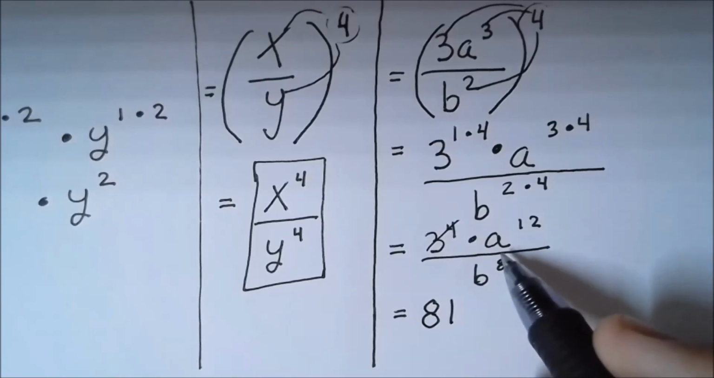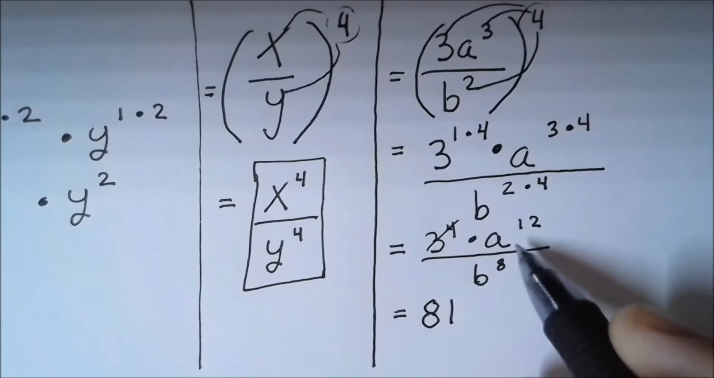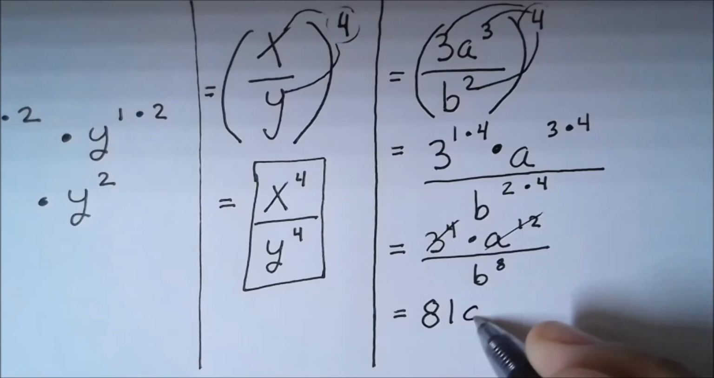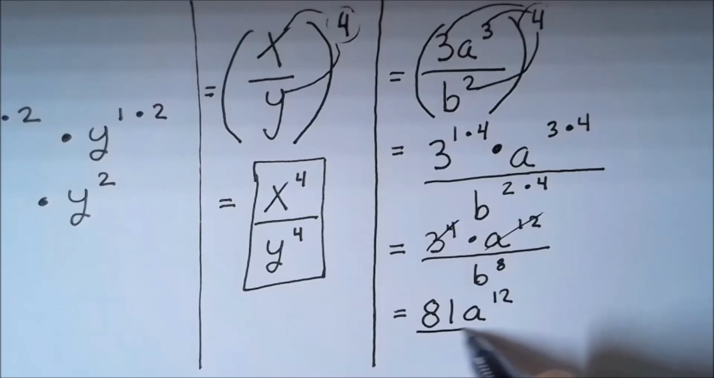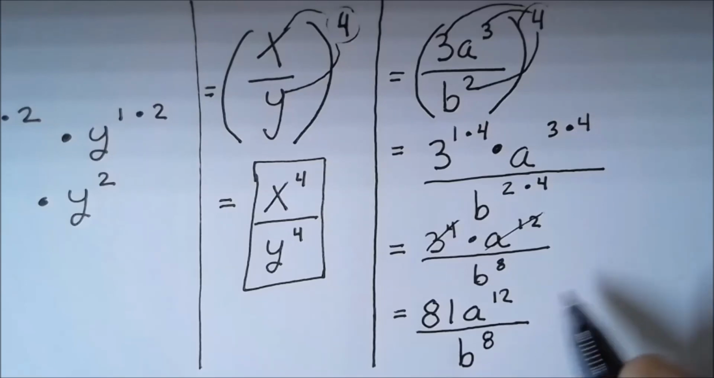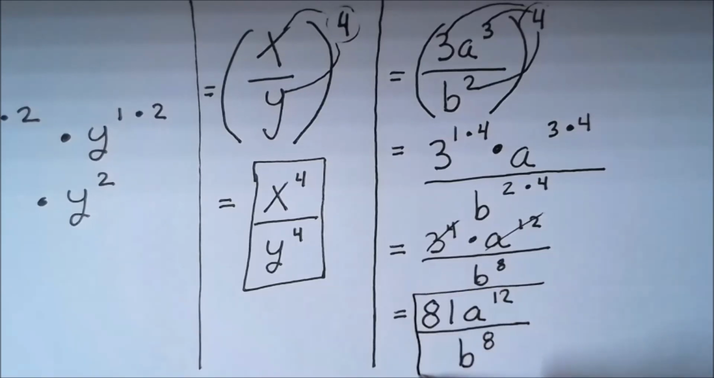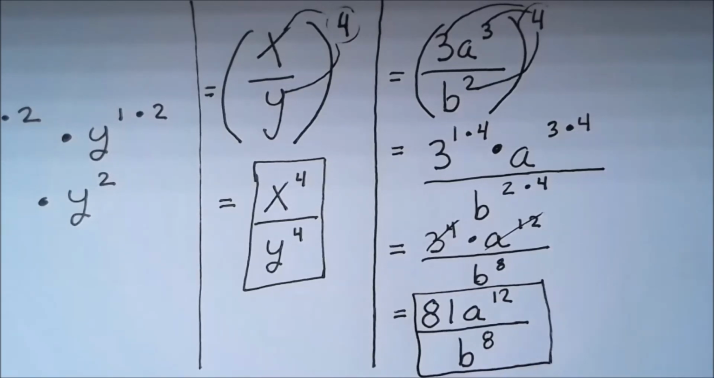Now when we're looking at the a, this is a variable. We don't know what its value is, so there's nothing we can do to it. So we're just going to bring it down, times a to the power of 12. And same thing with the b. There's nothing we can do to it. So b to the power of 8. And now this answer is complete.